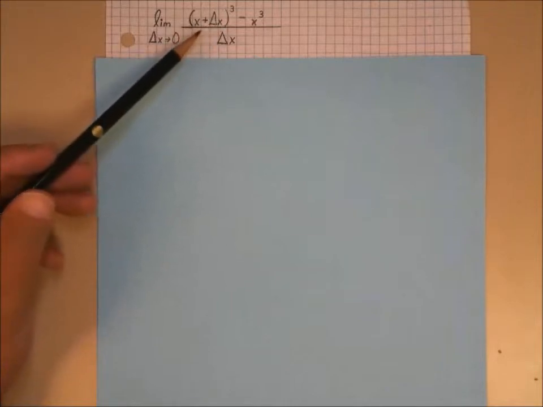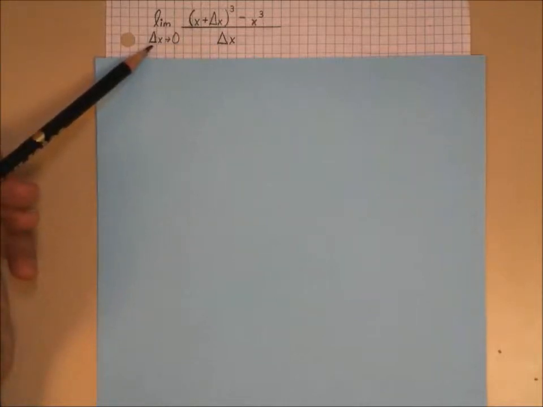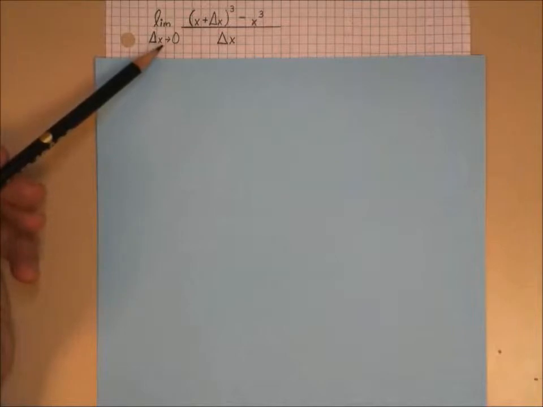Now notice we have a different type of thing here. We have delta x. That is different than x. Okay, this is actually sort of preparing you for the next unit.